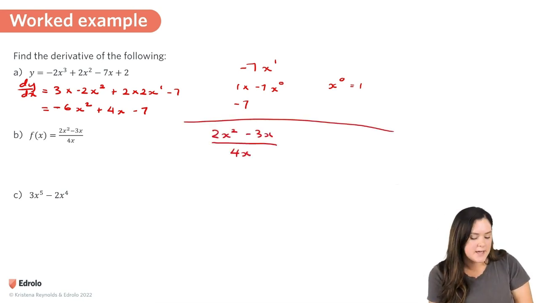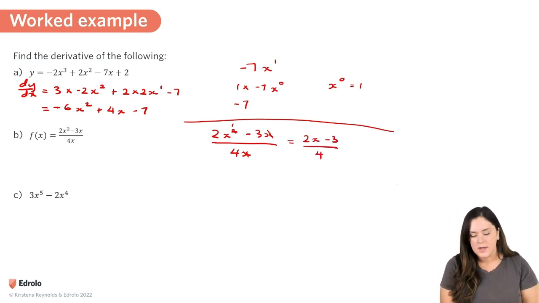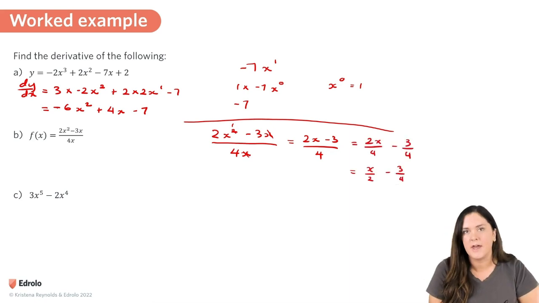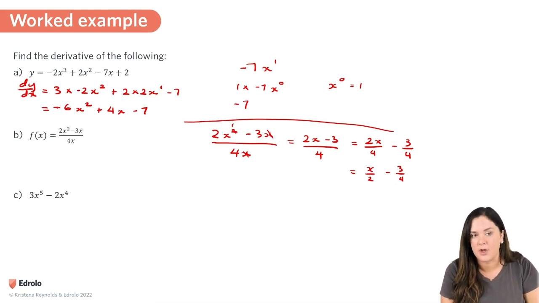What I can see here is that each of the terms have an x in there, so I'm going to divide through by x, and that's going to simplify to 2x, take away 3, all over 4. Now, to be able to differentiate this nicely, I'm just going to split that fraction so we have 2 terms there. So we end up getting 2x over 4, take away 3 on 4, and then we know 2 quarters is 1/2. So we end up getting x on 2, take away 3 quarters.